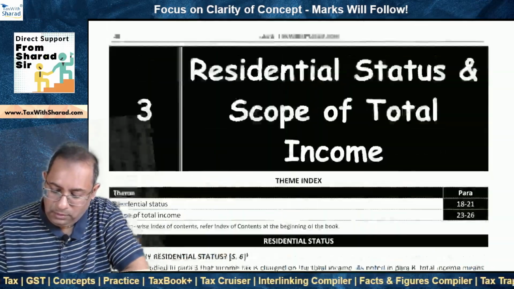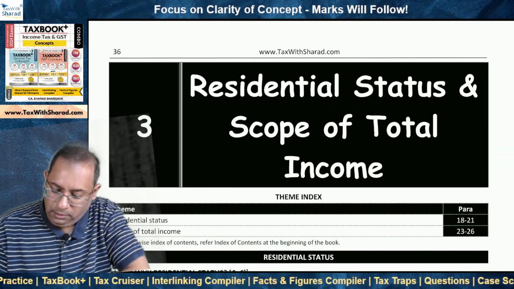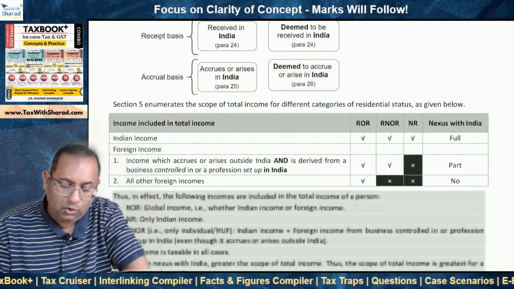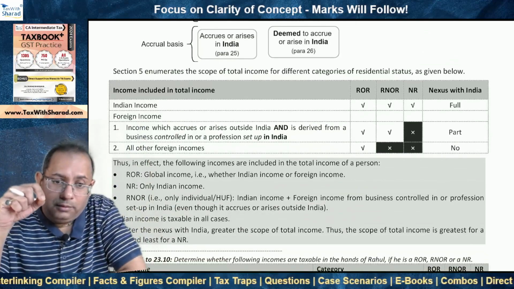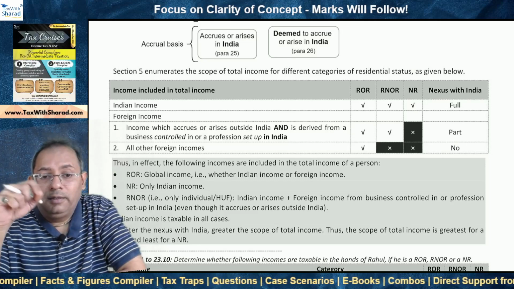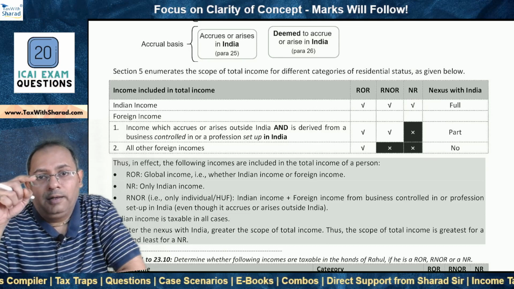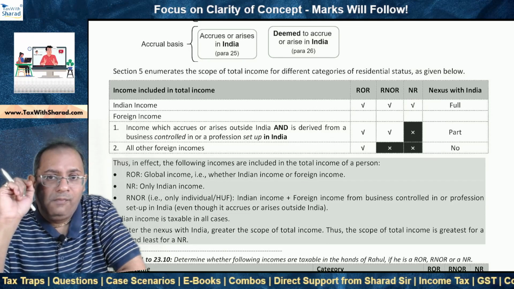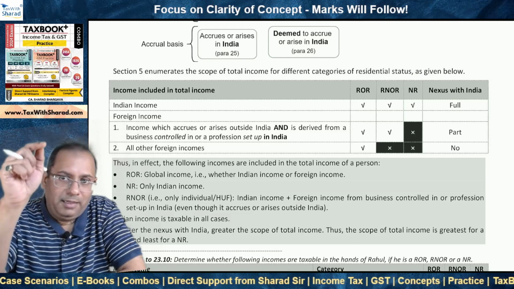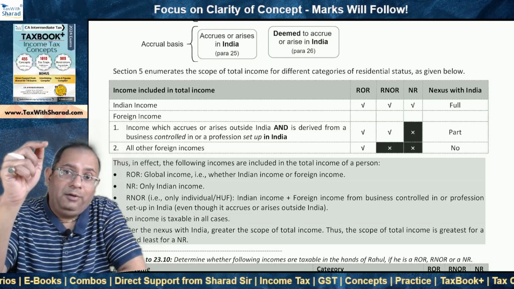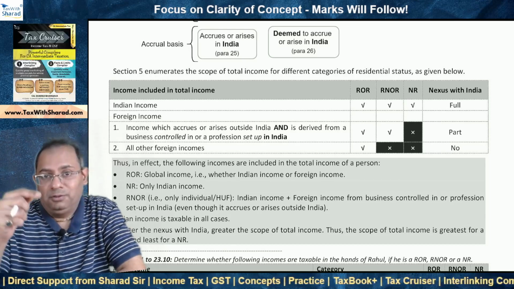So just to take a quick look at the scope of total income. Okay. So the residential status determines the scope of total income. And the scope of total income will help you to compute the total income. And you will apply the rate of tax on the total income to compute the tax liability. So for tax liability, you need to find out the total income. For that you need to figure out the scope of total income, and that depends on the residential status.